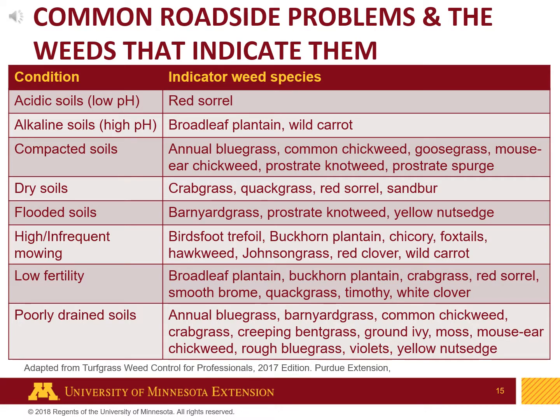Here is a table for common conditions in the weed species that indicate them. Roadsides are a unique growing environment and often have one or more of these stresses. Some of these conditions include, but are not limited to, acidic or low pH soils, alkaline or high pH soils, compacted soils, dry soil conditions, flooded soils, high or infrequent mowing, low fertility, and poorly drained soils. Take a minute or two to review common stress conditions and the weeds often found in those areas.